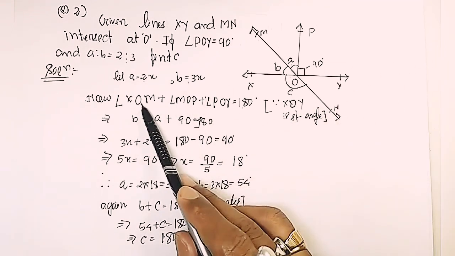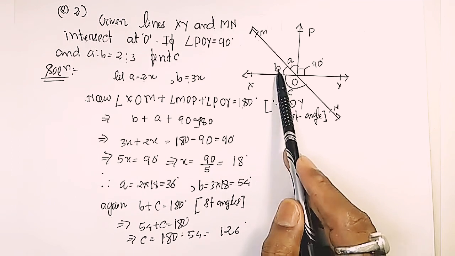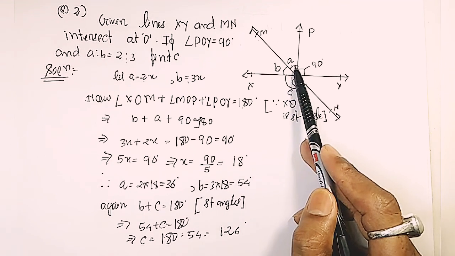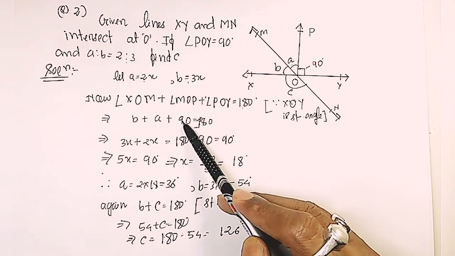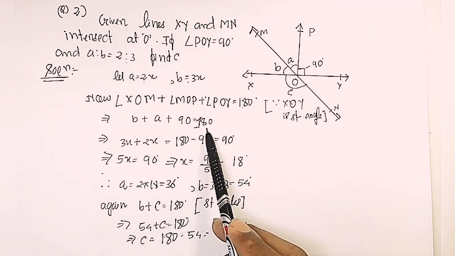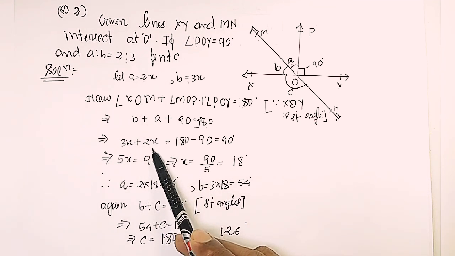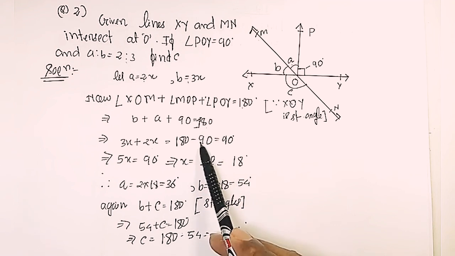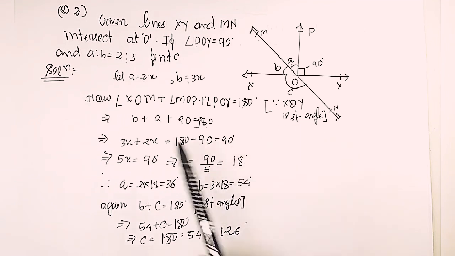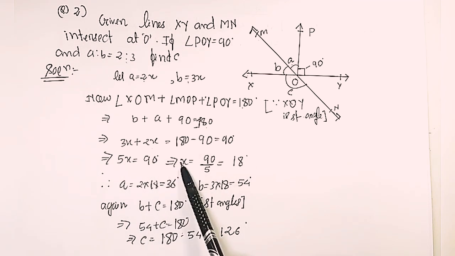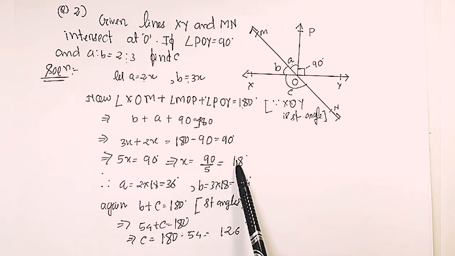Now XOM is B, MOP is A, POY is 90 degrees. So B plus A plus 90 equals 180. So B we know is 3x, A is 2x, equals 180 minus 90. That means transposing this 90 to the right, 180 minus 90 equals 90 degrees. So 3x plus 2x equals 5x. So 5x equals 90 implies x equals 90 divided by 5, which is 18 degrees.